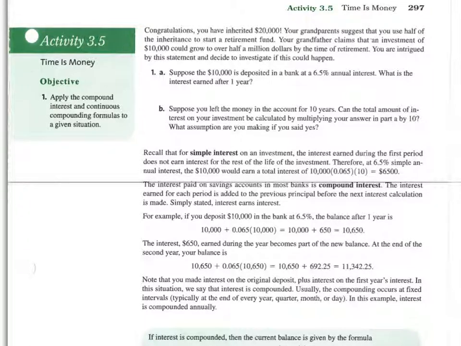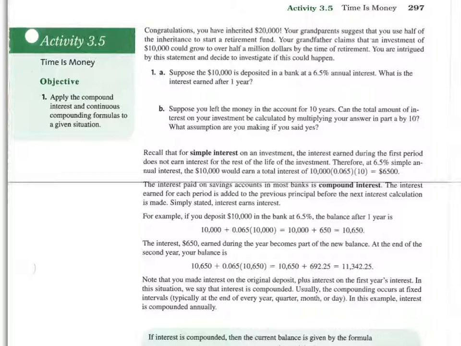Hi guys. So 3.4 was an application of exponential functions for population. This activity is another really common one for investing money. It's all about investing money, but it really depends on how many times per year your interest gets compounded.